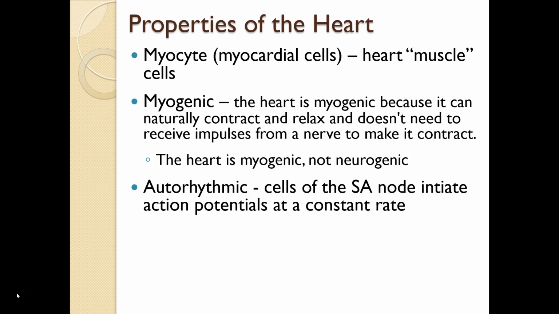The heart is also autorhythmic. Okay, what does that mean? So autorhythmic means that the heart sets its own heart rate, its own rhythm. So cells of the SA node, which we'll get into, the sinoatrial node, initiate action potentials at a constant rate. So we've talked about action potentials in neurons. Well, also the heart cells, the myocytes, have their own action potentials, kind of like our skeletal muscles have action potentials. And then there are other parts of the heart that are not muscle cells, but they're nodal cells. And that's what we're going to take a look at now.